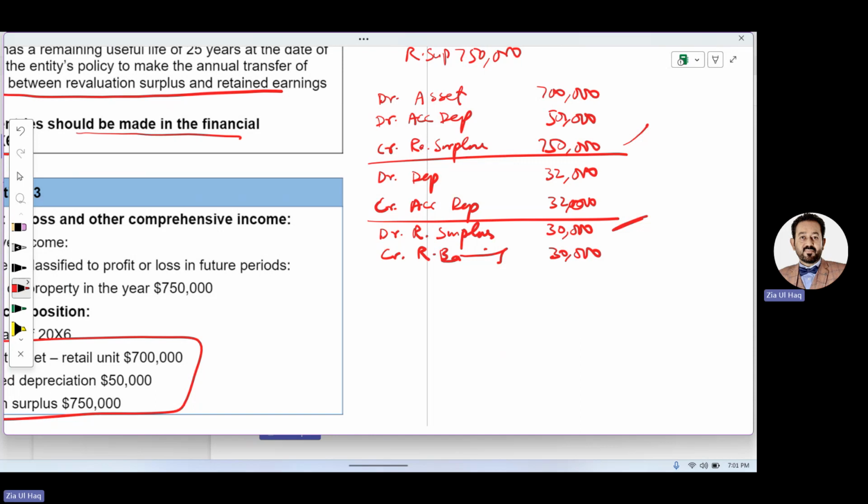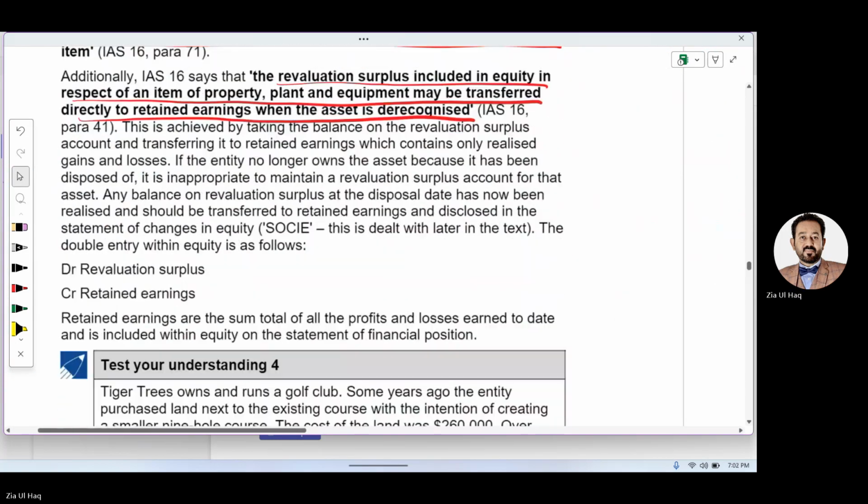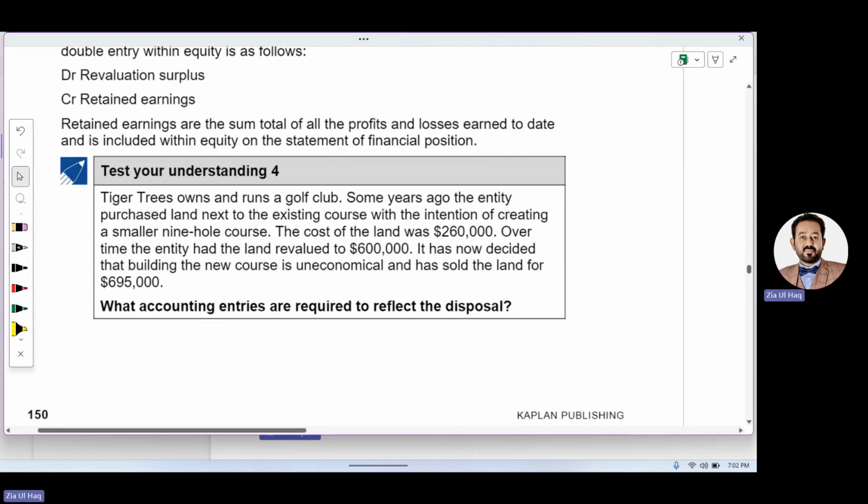If we are selling this asset, with that 720 we need to record this entry again: revaluation surplus debit, retained earnings credit. So the revaluation surplus should be fully eliminated. So we record this entry, revaluation surplus debit, retained earnings credit, in case of extra depreciation and in case we are disposing of the revalued asset. That's your understanding for this.